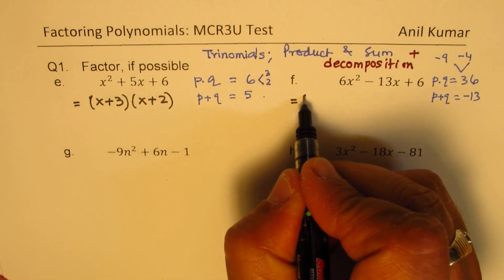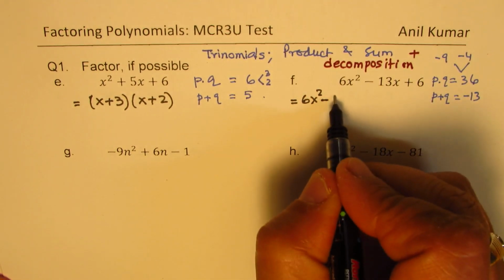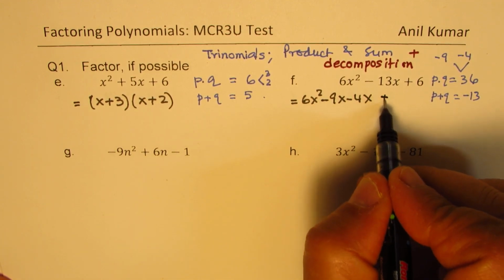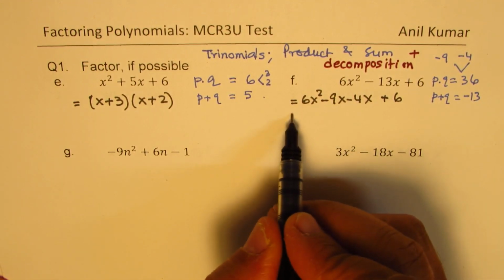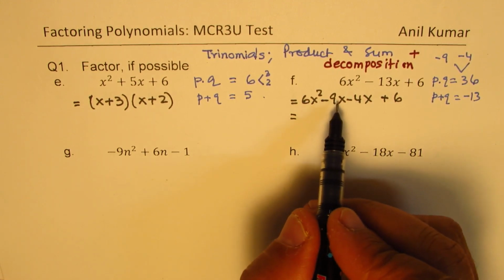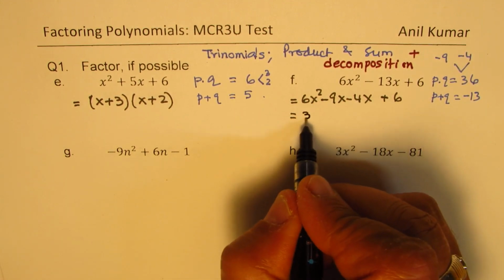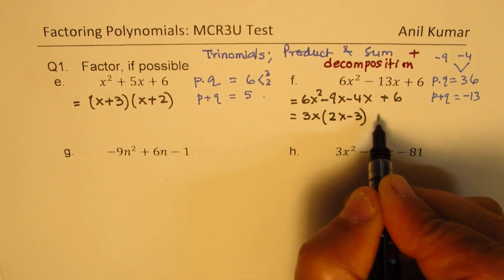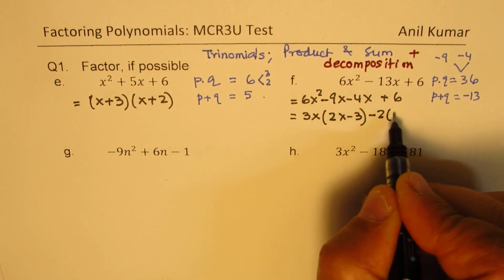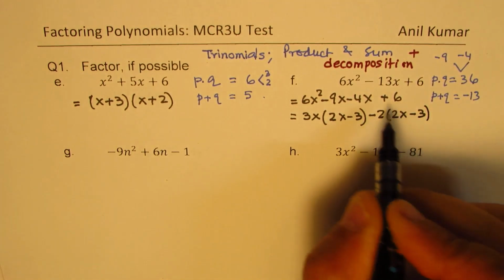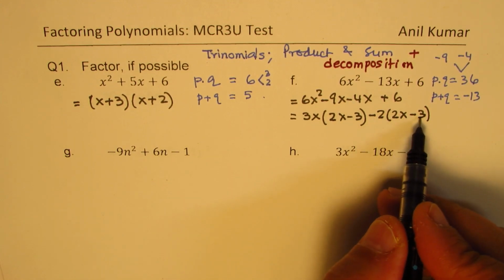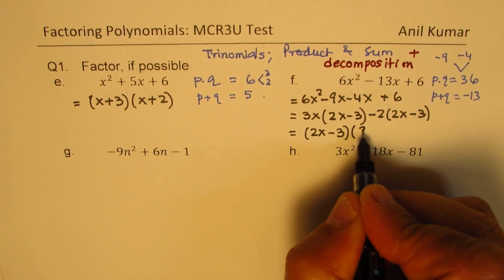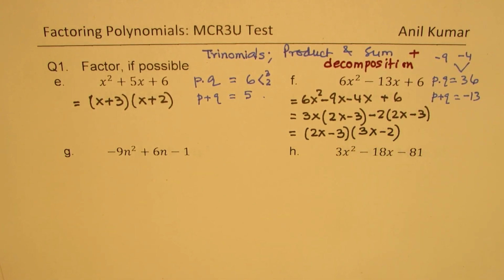So we are going to decompose minus 13 into these two terms. So we get this equal to 6x squared minus 9x minus 4x. That makes it minus 13x, right? Now that helps to factor. In the first two terms, we have 3 and x common, so we'll take 3x common. We're left with 2 times x minus 3. Here we can take minus 2 common and we get 2 times x minus 3. The sign changes when you take minus outside. So now x minus 3 is common and we are left with 3x minus 2. That is the factored form.